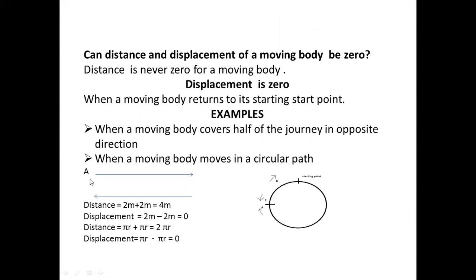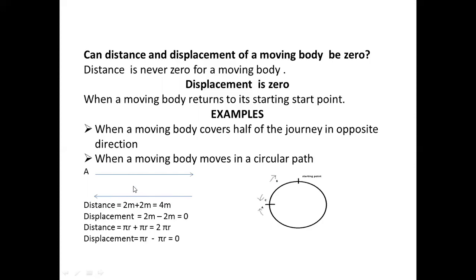Suppose that the body is moving from point A towards the right, and it covers a distance of 2 meters, and then it returns to the starting point A. Again, it is covering a distance of 2 meters. In this case, distance is equal to the sum of the lengths of these two paths, and their lengths are 2 meters and 2 meters. So distance will be equal to 2 meters plus 2 meters.